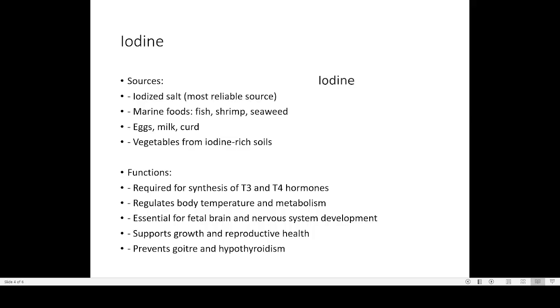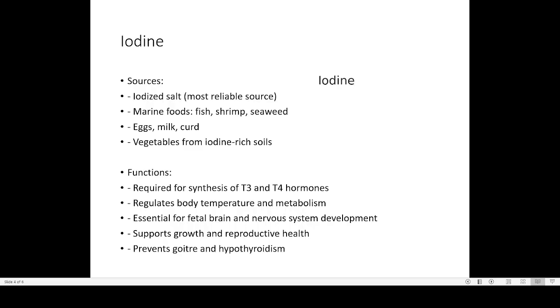Eggs, milk and curd also contain a little bit of iodine. Then vegetables growing in iodine rich soil. Normally most vegetables will not contain iodine. So the main sources of iodine are seafood like fish or seaweed, and the best source here is eating iodized salt.